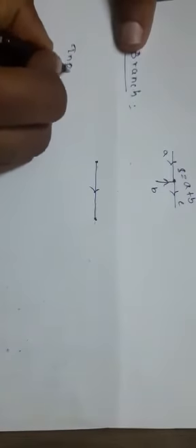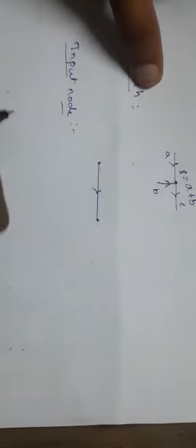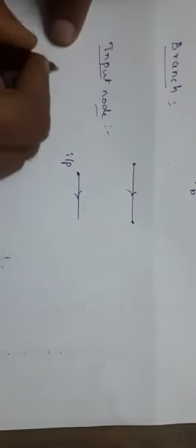Next is input node. The input node is the node where only outgoing branches will be there. There are no incoming branches or incoming signals, hence it is called an input node. The signal will start from here, that is called the input node, only outgoing signals will be there.